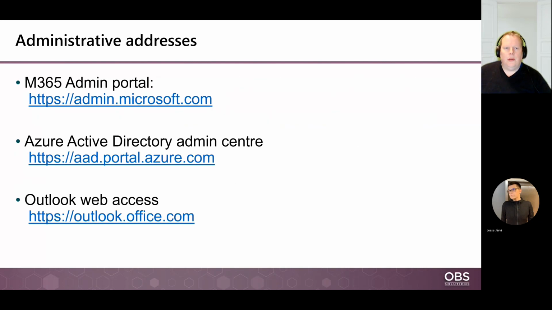Okay, a couple of important addresses that are needed when we are navigating around. We need access to the Microsoft 365 admin portal, which is found at admin.microsoft.com. We also need access to the Azure Active Directory Admin Center, the AAD portal at Azure.com, and also the Outlook web address, which is outlook.office.com.